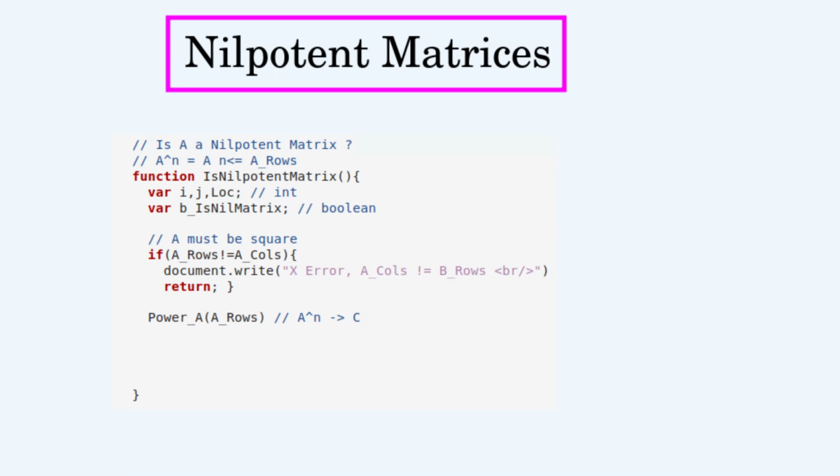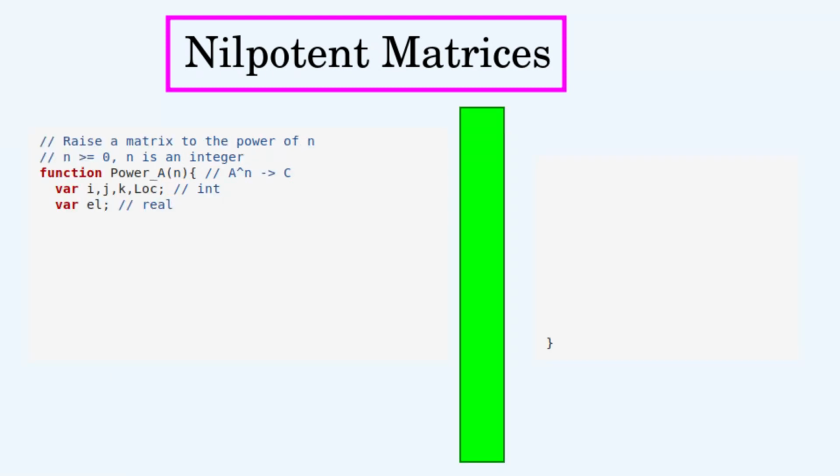This should give us the zero matrix if it is nilpotent. We'll check here if this matrix is equal to the zero matrix. And this Boolean variable should be true if and only if this matrix is nilpotent. Now we'll study how to raise a matrix to the power of an integer. We'll declare this function. And so we'll only do this function if the matrix is square.